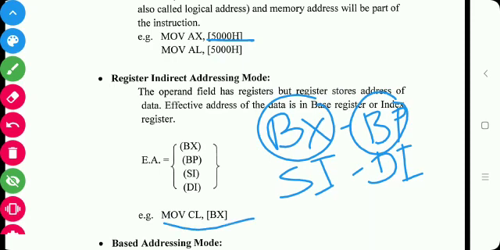See here, the example is MOV CL, [BX]. Like in direct addressing, the address is specified in the instruction. So in register indirect addressing mode, this address is stored in the register and this register is specified in the instruction. So that is called the register indirect addressing mode.